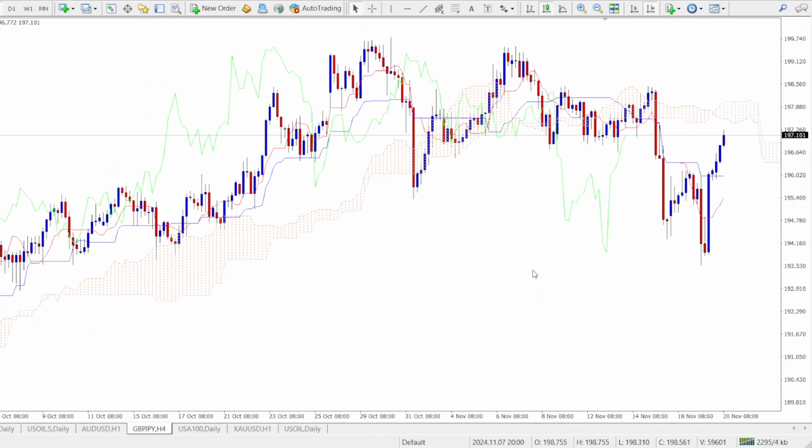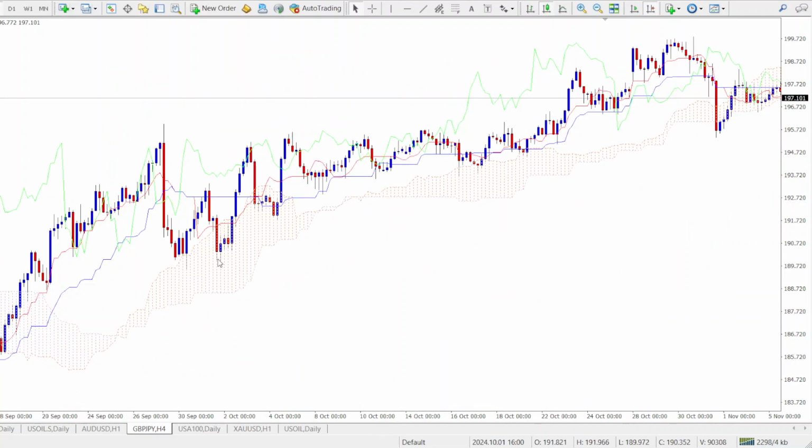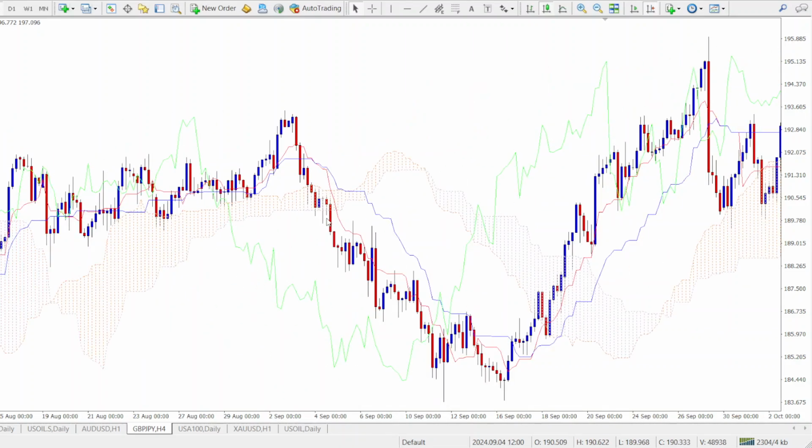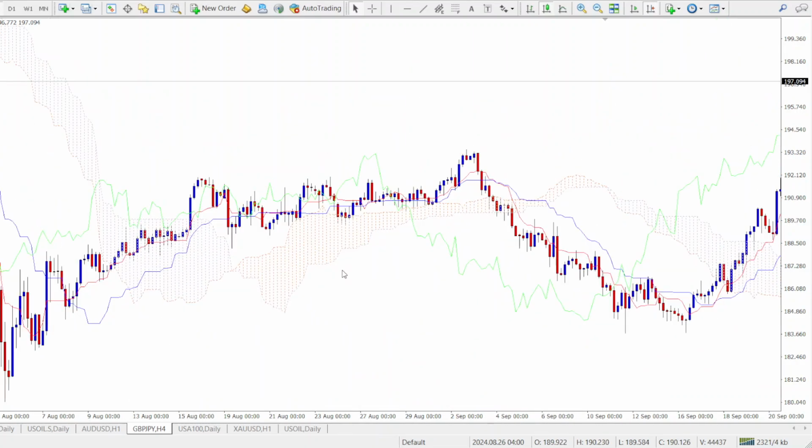If the price is inside the cloud, it means indecision or consolidation. So do not trade when price is inside the cloud. Do not trade. You should either wait for the price to be above the cloud or below the cloud. Remember that the cloud serves as a dynamic support or resistance zone.